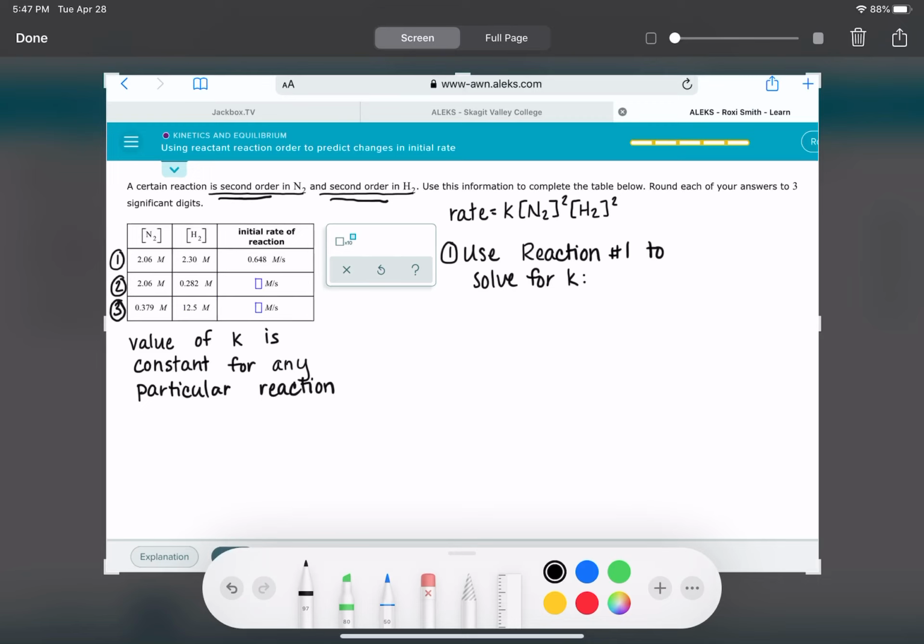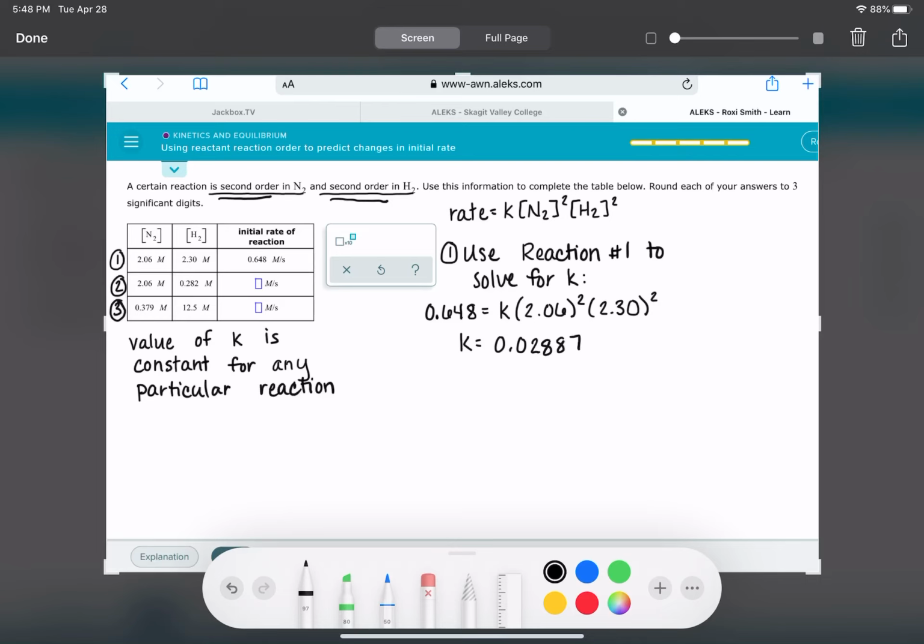For the first reaction, we know that the rate is 0.648, and I'm going to leave the units off just to save space because I don't have a lot of room here. And we know that that is K times the concentration of N2, which for reaction number 1 is 2.06. And don't forget the problem tells us that's squared because it's second order. And then H2 is 2.30, and that also is going to be squared because it's second order. So now we're going to use our algebra to solve for the rate constant K for this reaction. 0.648 divided by 2.06 squared times 2.30 squared. And we get a K of 0.02887.